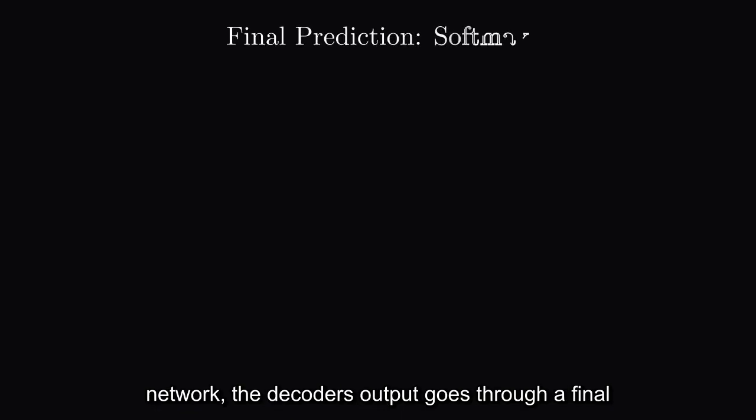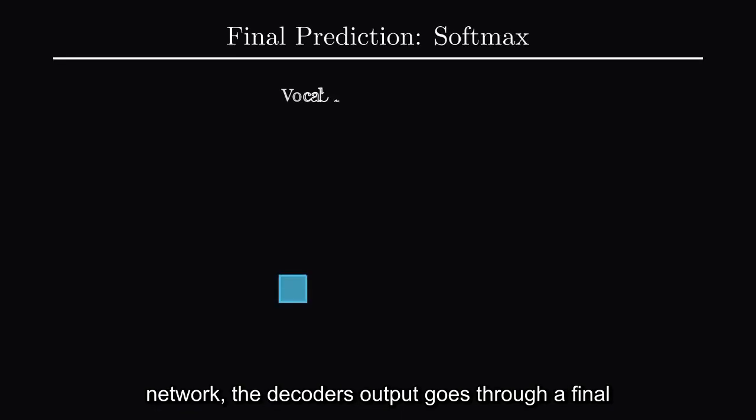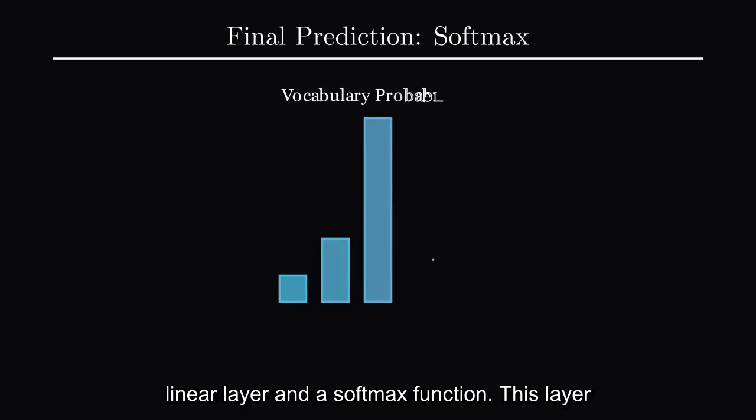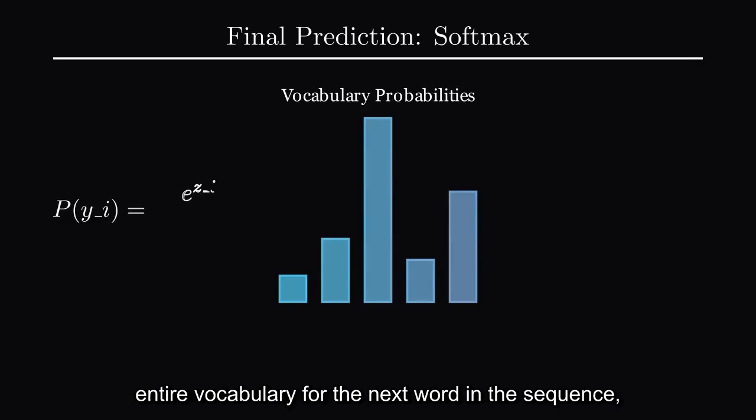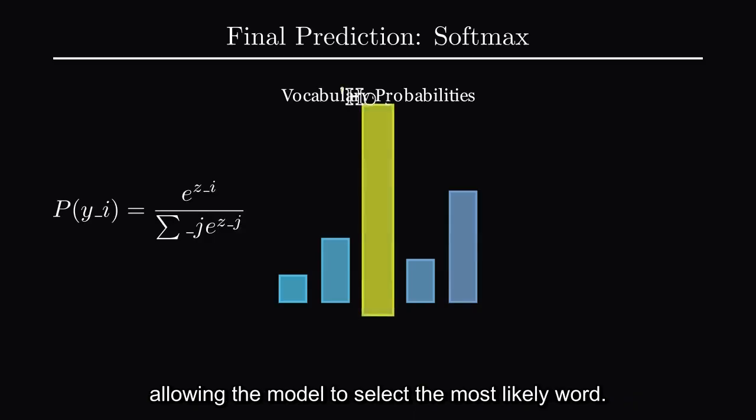Finally, after passing through the feed-forward network, the decoder's output goes through a final linear layer and a softmax function. This layer predicts the probability distribution over the entire vocabulary for the next word in the sequence, allowing the model to select the most likely word.